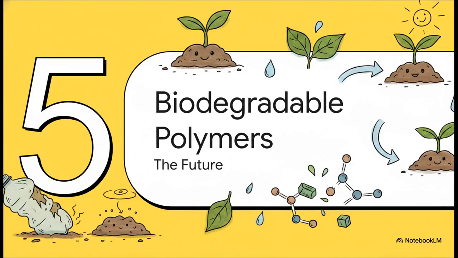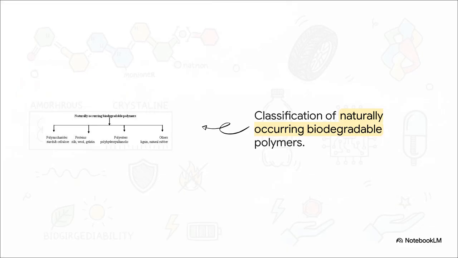And that brings us to our final stop, Section 5, the future, biodegradable polymers. As amazing as synthetic plastics are, we're all very aware they have a massive environmental downside. They do not break down easily. But the thing is, nature has been the master polymer engineer all along. Long before humans synthesized PVC or Teflon, nature was building perfectly biodegradable polymers. Polysaccharides like starch and cellulose in plants, proteins like silk, wool, and the gelatin in our own bodies. These are all natural polymers.